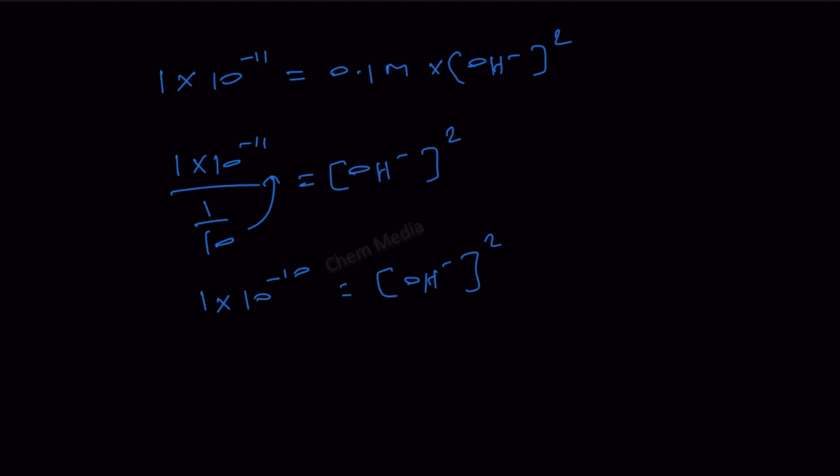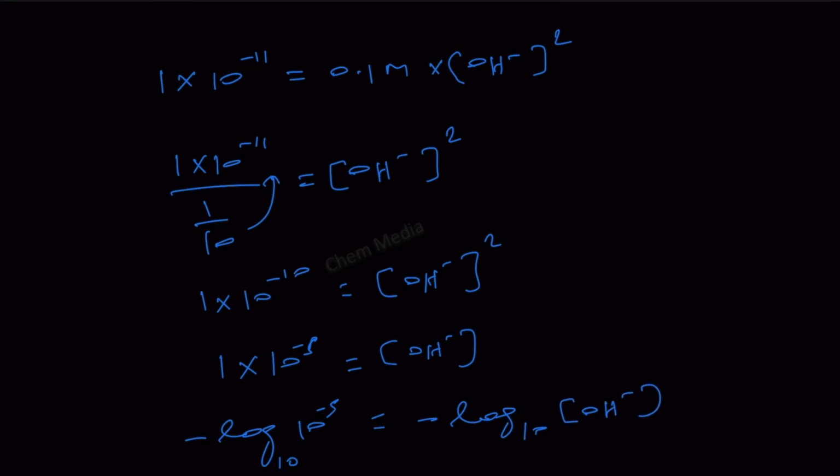If we take square root on both sides, then it would be 1 times 10 to the power minus 5. So the concentration of OH- is 10 to the power minus 5. If we take log on both sides and multiply with minus, it would be minus log 10 to the power minus 5 base 10, equal to minus log [OH-]. So we can bring this minus over here. Therefore 5 is equal to pOH.